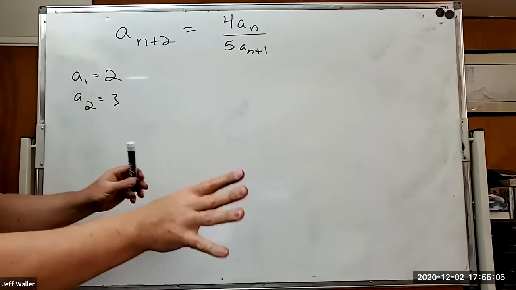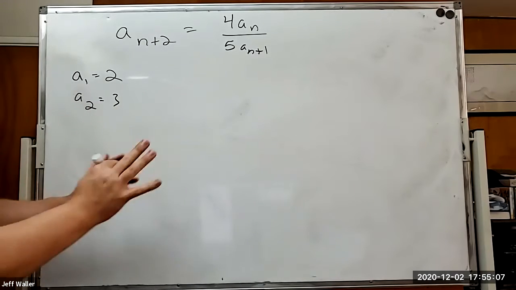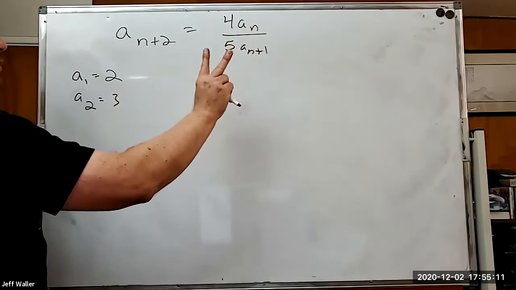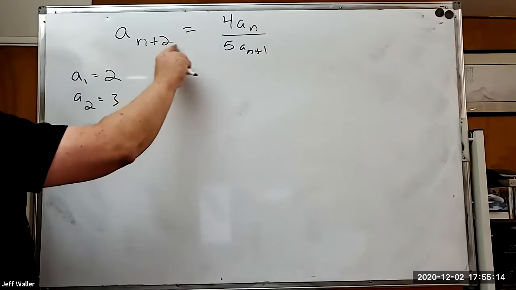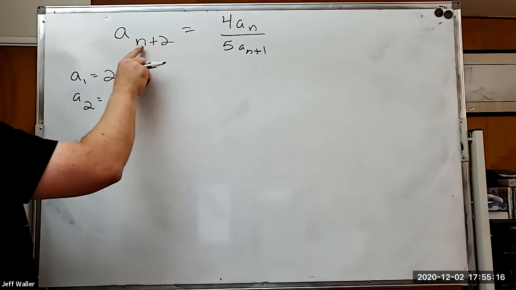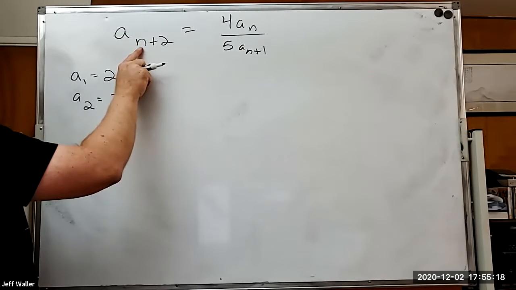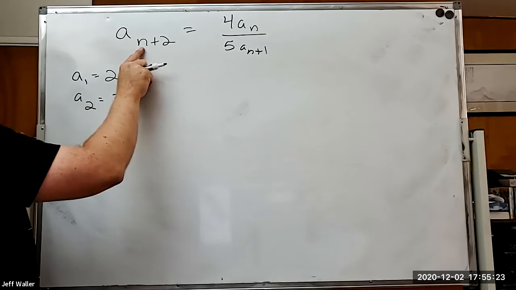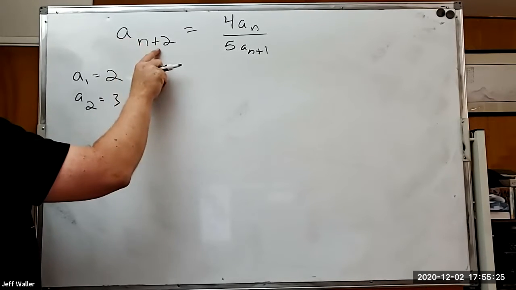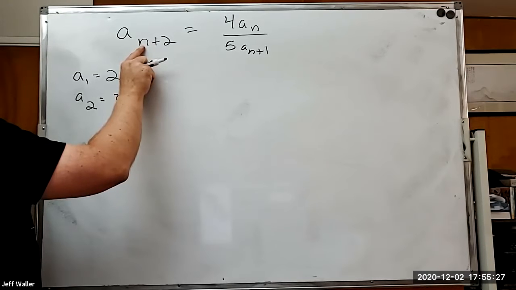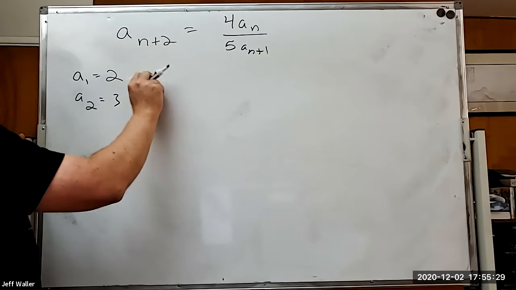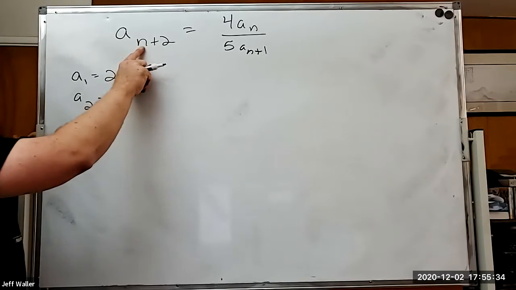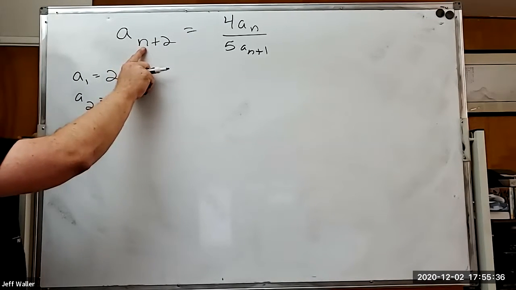And by the way, I think it's kind of obvious I need 2 seeds. But if I try to use the formula to get A1, what would N have to be? If I want this to be A1, what would N have to be? 0? No, that would be A2. If I want to get A1, this N would have to be -1, right? Okay, so that's one little thing.